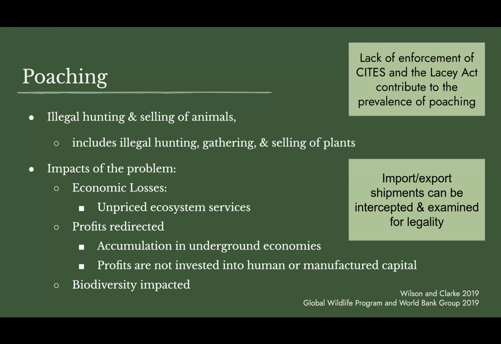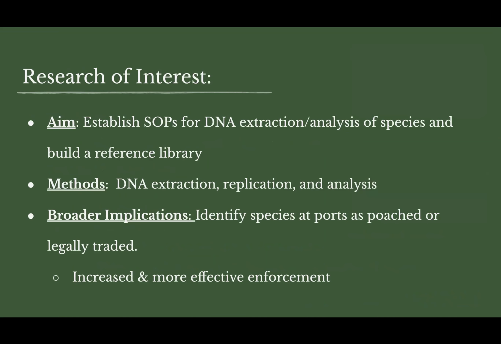There are economic losses primarily through unpriced ecosystem services. The profits made from this industry are accumulated in underground economies and not reinvested back into human or manufactured capital. And biodiversity is directly impacted, but the downstream effects also indirectly impact other groups. The imports and exports of these animal and plant species can be intercepted and examined for legality at national borders, but those shipments aren't examined nearly as much as they should be.